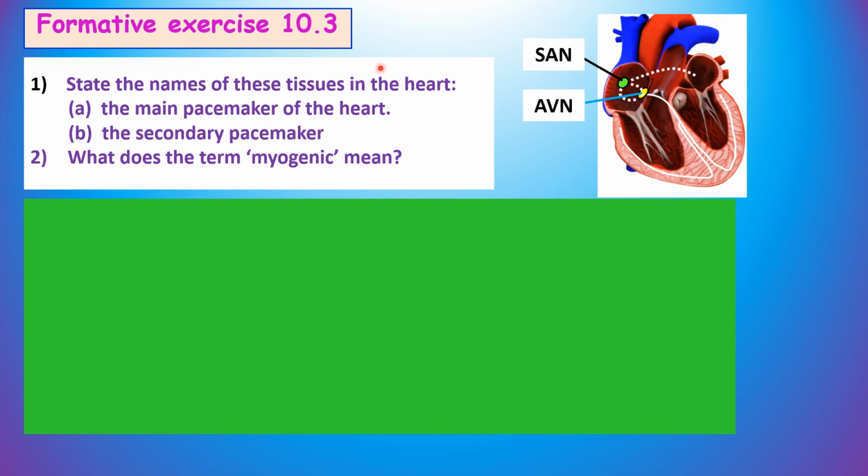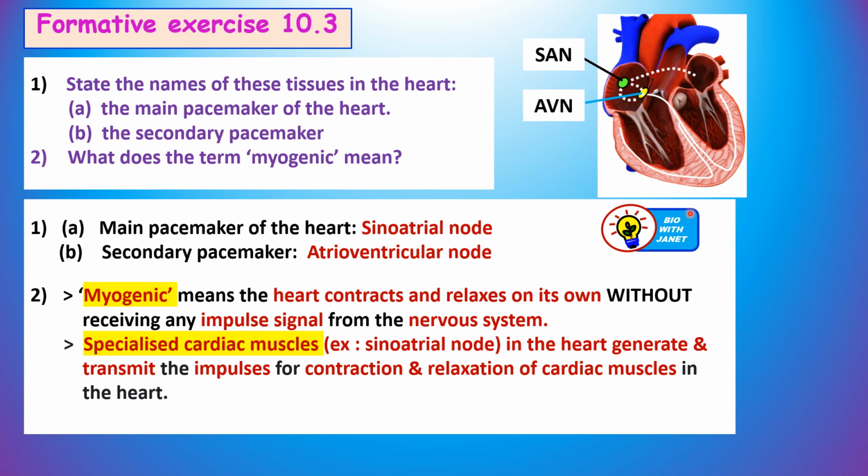Let's very quickly discuss formative exercise 10.3. State the names of these tissues in the heart, the main pacemaker of the heart and the secondary pacemaker. What does the term myogenic mean? So we can pause the video for a while, and then after that we can discuss the answers. Right, let's see the answers.